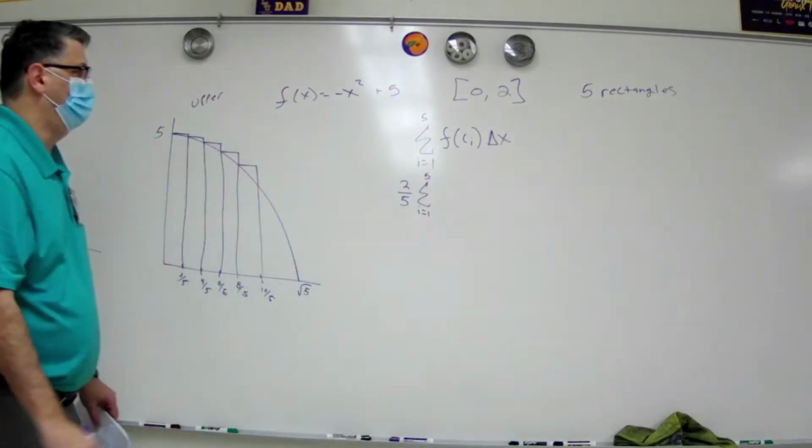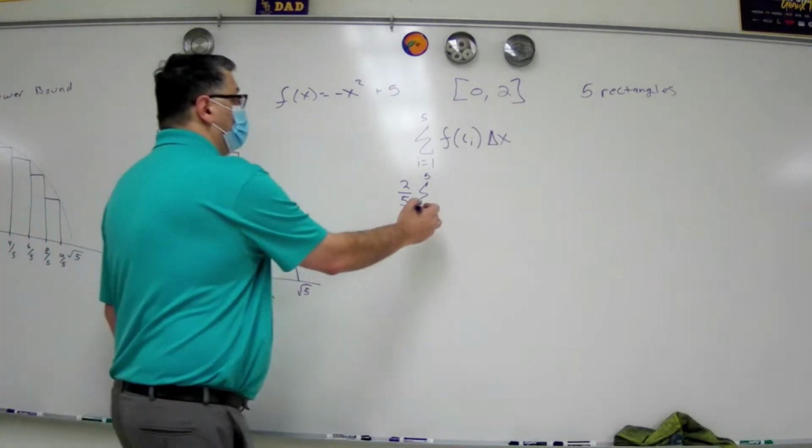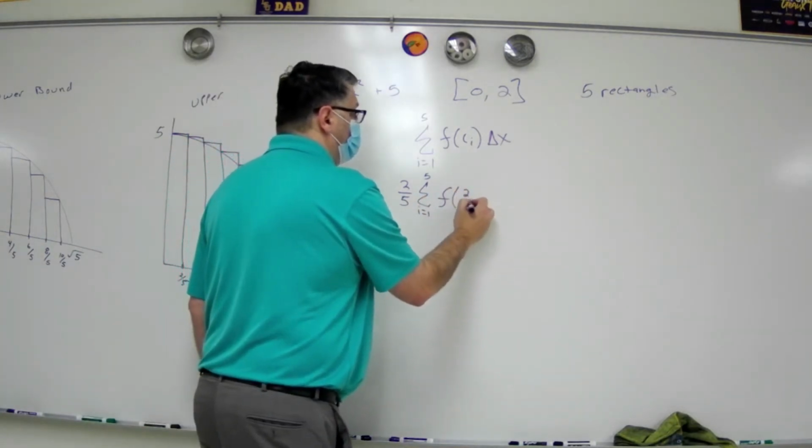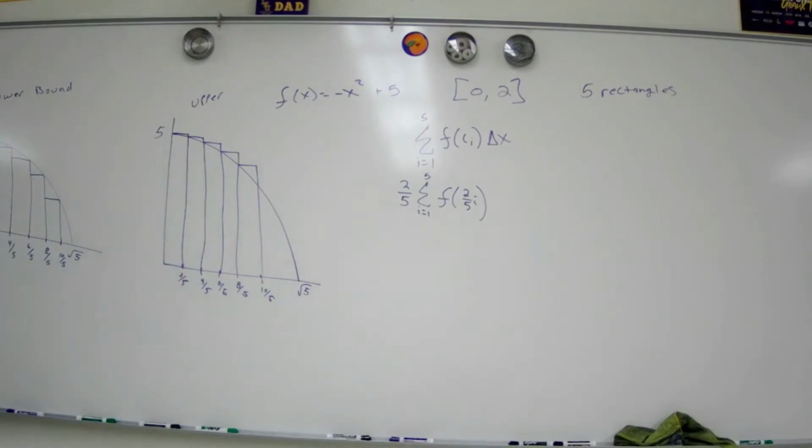What is my f? Could I say this? Because wouldn't this be your first one, then your second one, then your third one? So if I put a 2 in, I get 4/5. If I put 3 in, I get 6/5. If I put 4 in, I get 8/5. Yeah? Okay, cool.